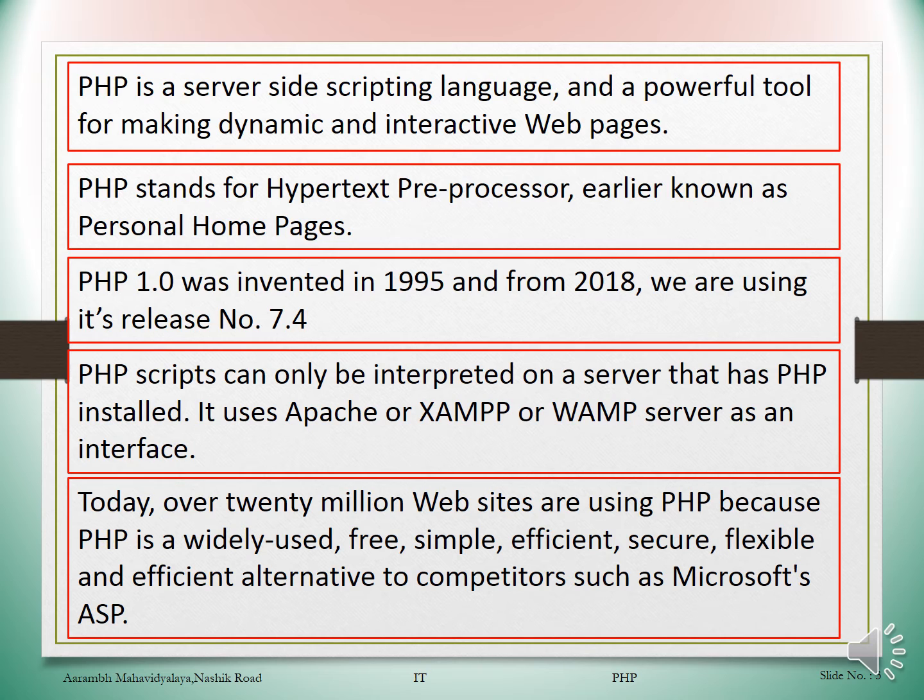PHP scripts can only be interpreted on a server that has PHP installed. It uses Apache or XAMPP or WAMP server as an interface. When we have to run PHP programs, it is essential to install a specific server which will support PHP programs, and that server may be Apache server or XAMPP server or WAMP server. Any one of these servers can be installed on our computer, and then we can run the PHP programs.